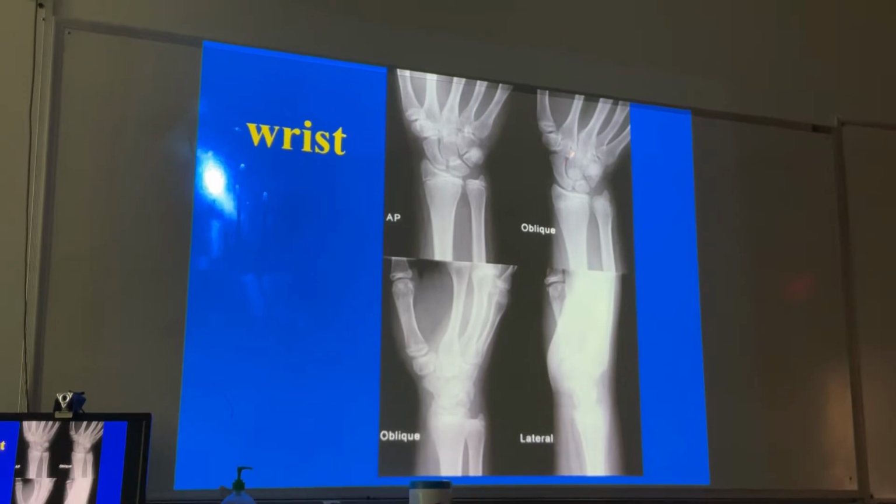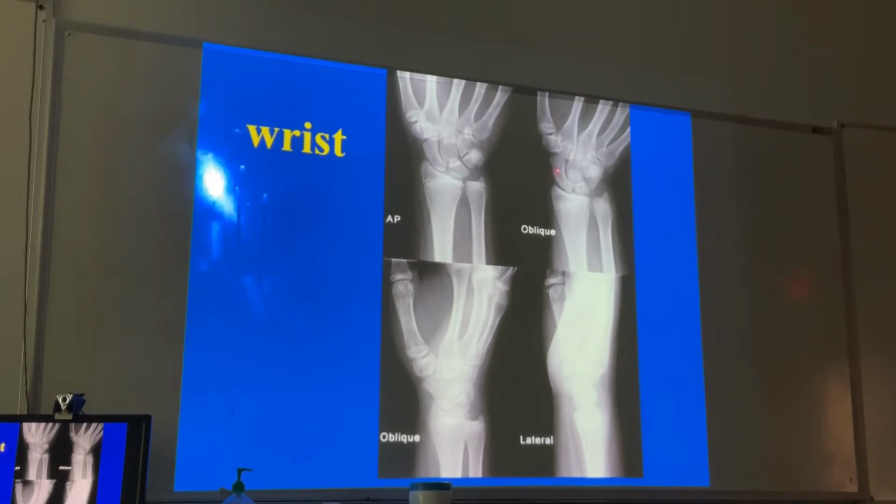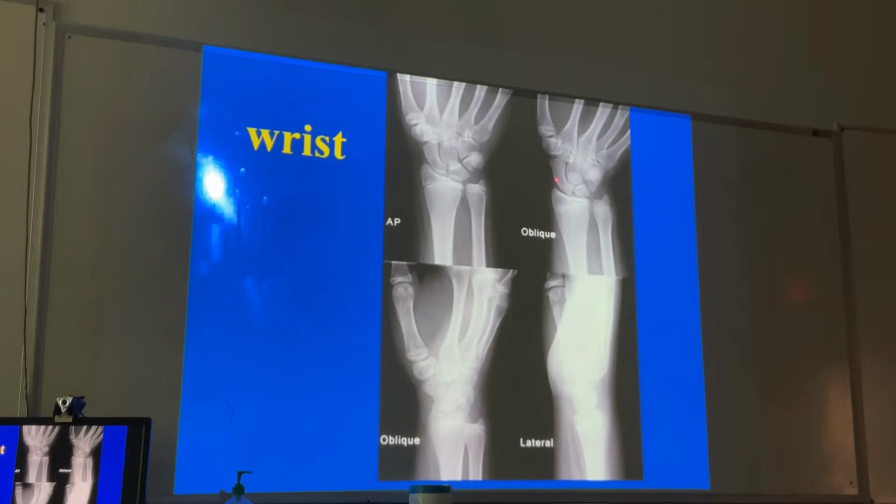We said oblique views, okay, this will work, this is ulnar deviation. Why do we do ulnar deviation? So you can see the scaphoid. Yep, okay. We do radial deviation so we can see the ulnar styloid process region.